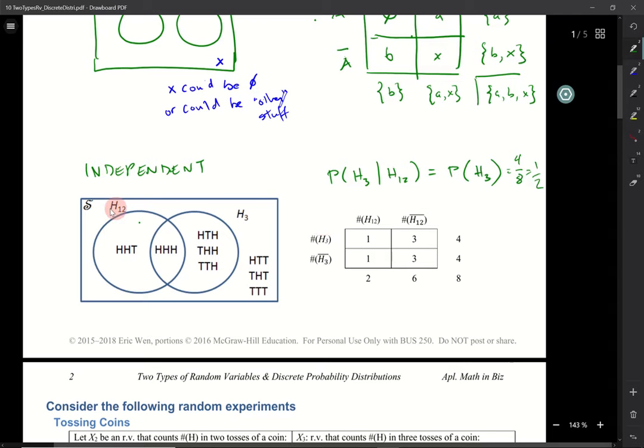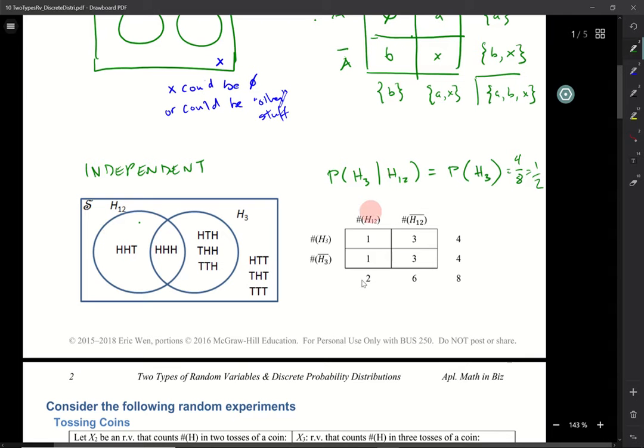Right, so here it may be easier to see H3. What does H3 mean? This is like 3 tosses of a coin, right? And so the probability that the third one is heads is this set. There are 4 of them, and we know that the total has 8. So the probability of H3 is 4/8, or 1/2.